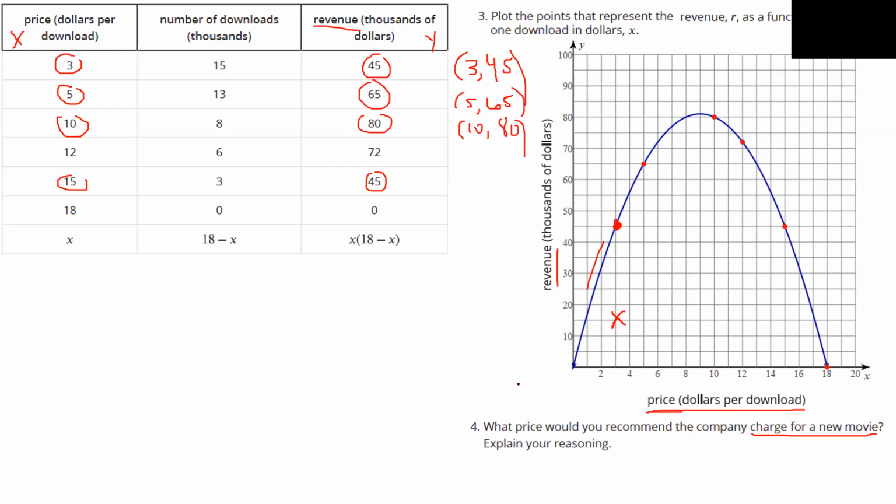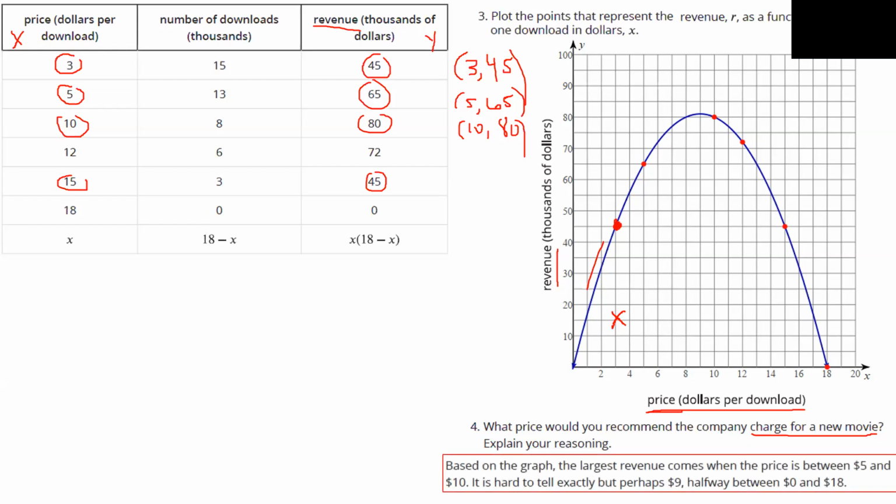All right, so now that you had a chance to input what price, if you look at this graph basically tells you how much the price of the movie is going to give you in terms of the revenue. So your recommendation should be basically based on the graph. The largest revenue comes when the price is between $5 and $10.